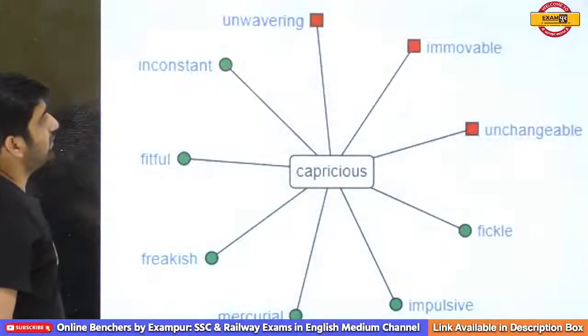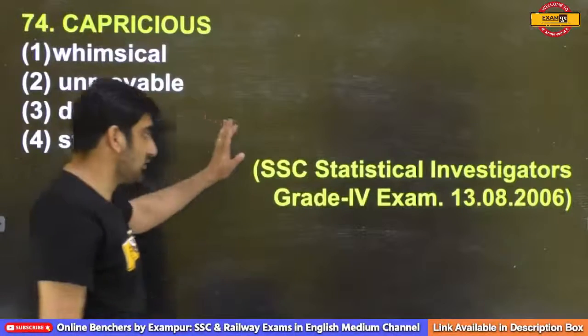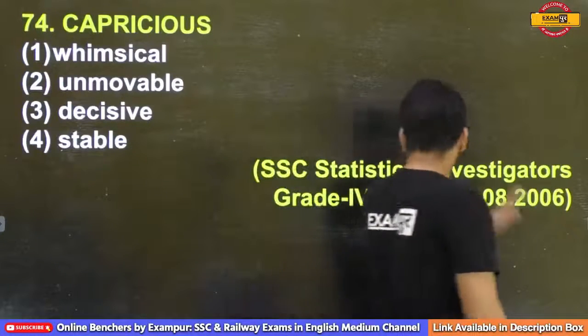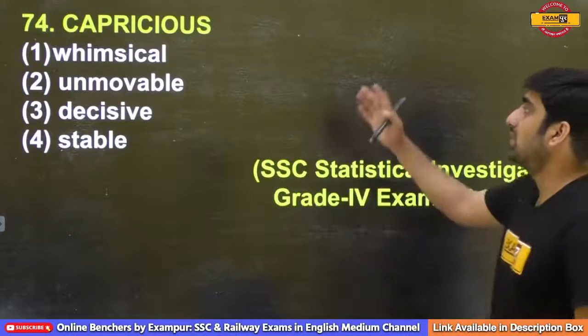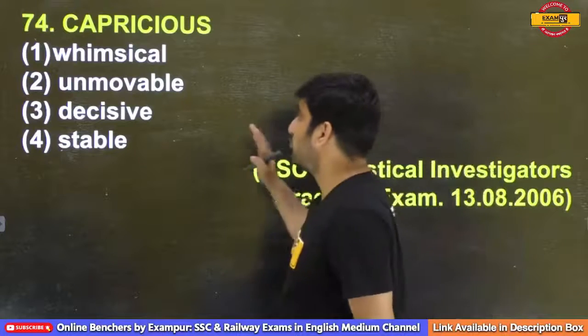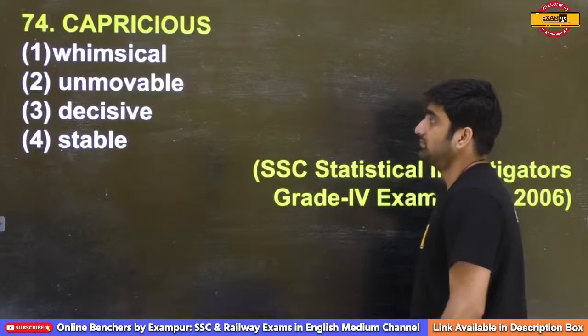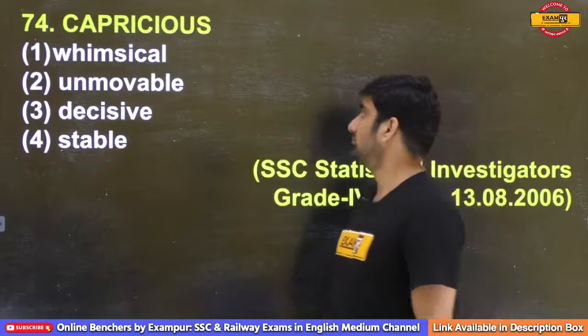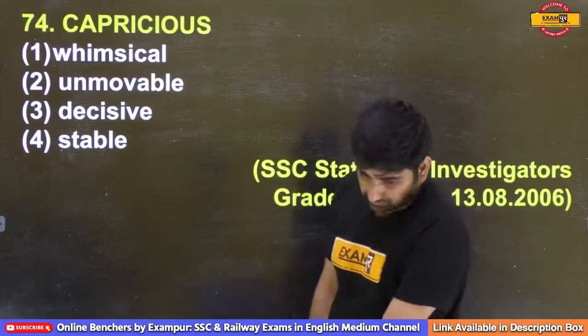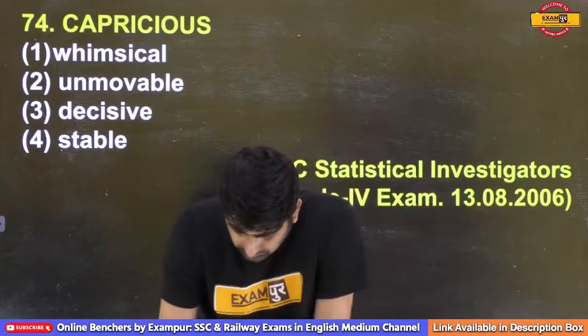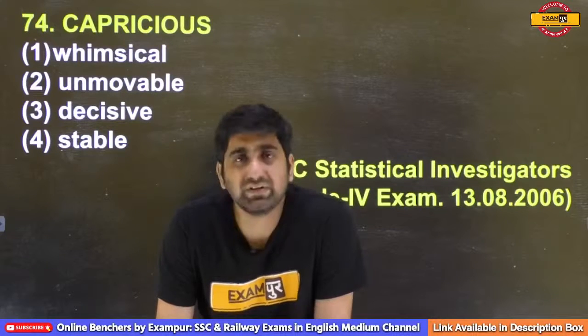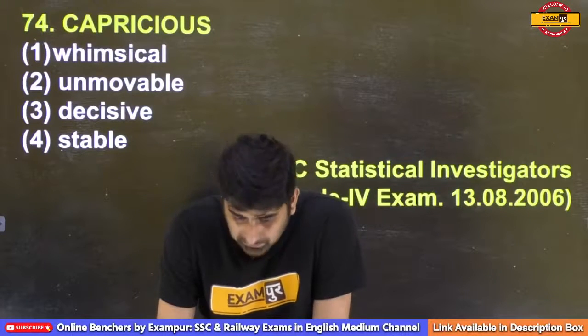Okay. Now coming on to the question of the 2006 Statistical Investigator Grade 4 exam, which asked capricious with these four options. Choose wisely. Let me know according to you which is the correct answer. Fickle means again that changes quickly.